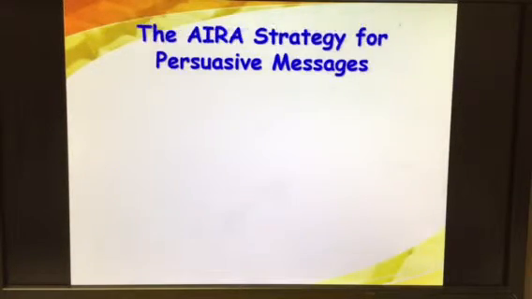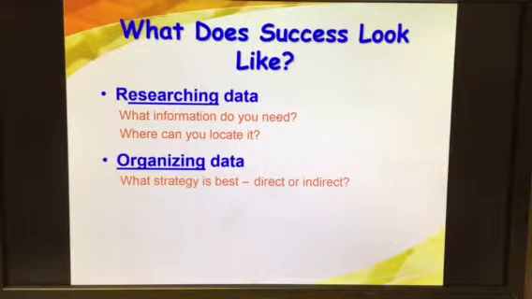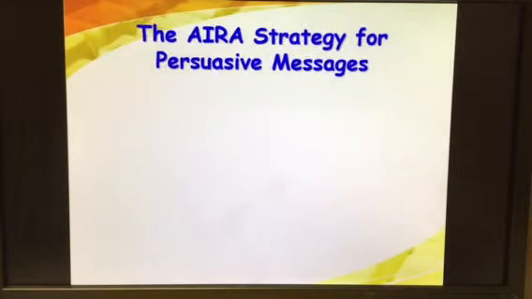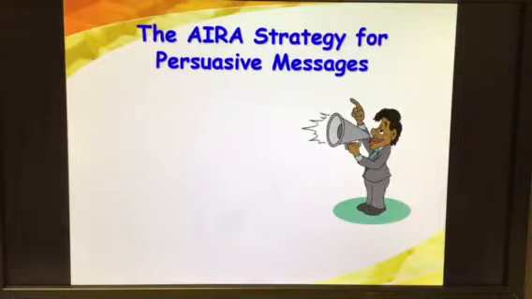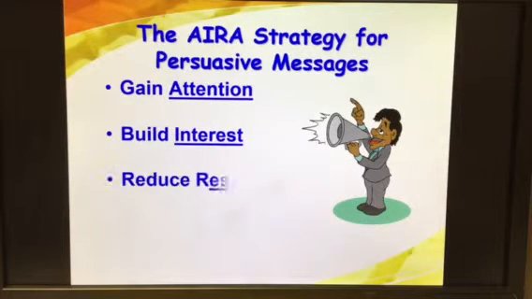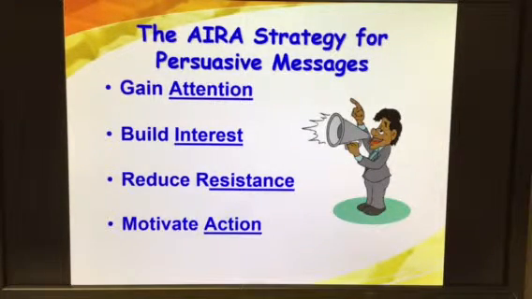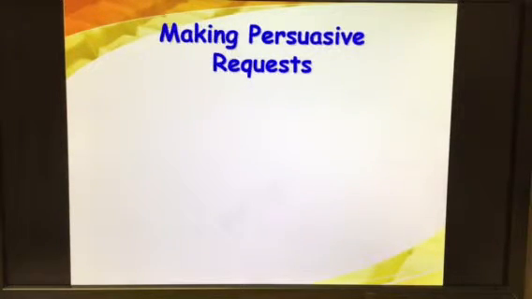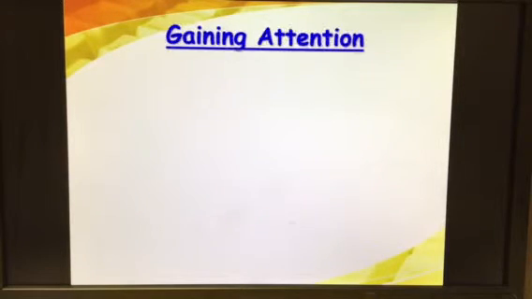Organizing data, which strategy is best, direct or indirect? And there is a strategy for persuasive messages. It's not unique to this textbook, but it's one that the author uses. It's called the AIDA strategy: gain attention, build interest, reduce resistance, and motivate action. We're going to look at each of these aspects of this approach in turn here.